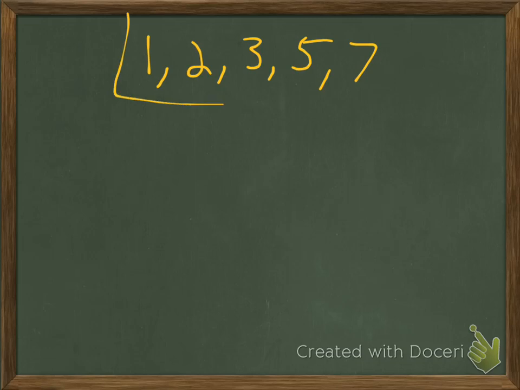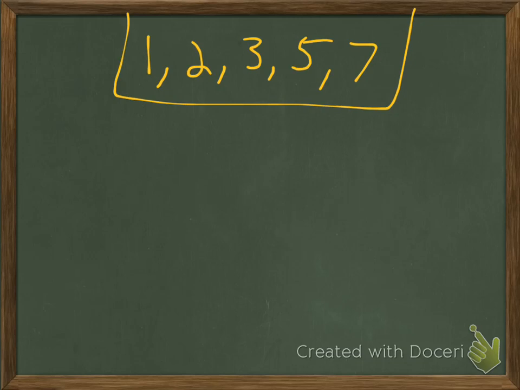Mike has a stack of 10 cards randomly numbered from 1 to 10. If he randomly chooses 2 cards without replacing the first card drawn, what is the probability that he will pick 2 cards that are prime? Alright, so I need the numbers from 1 to 10 that are prime numbers. What would they be? 1, 2, 3, 5, and 7. Any questions on what a prime number is?